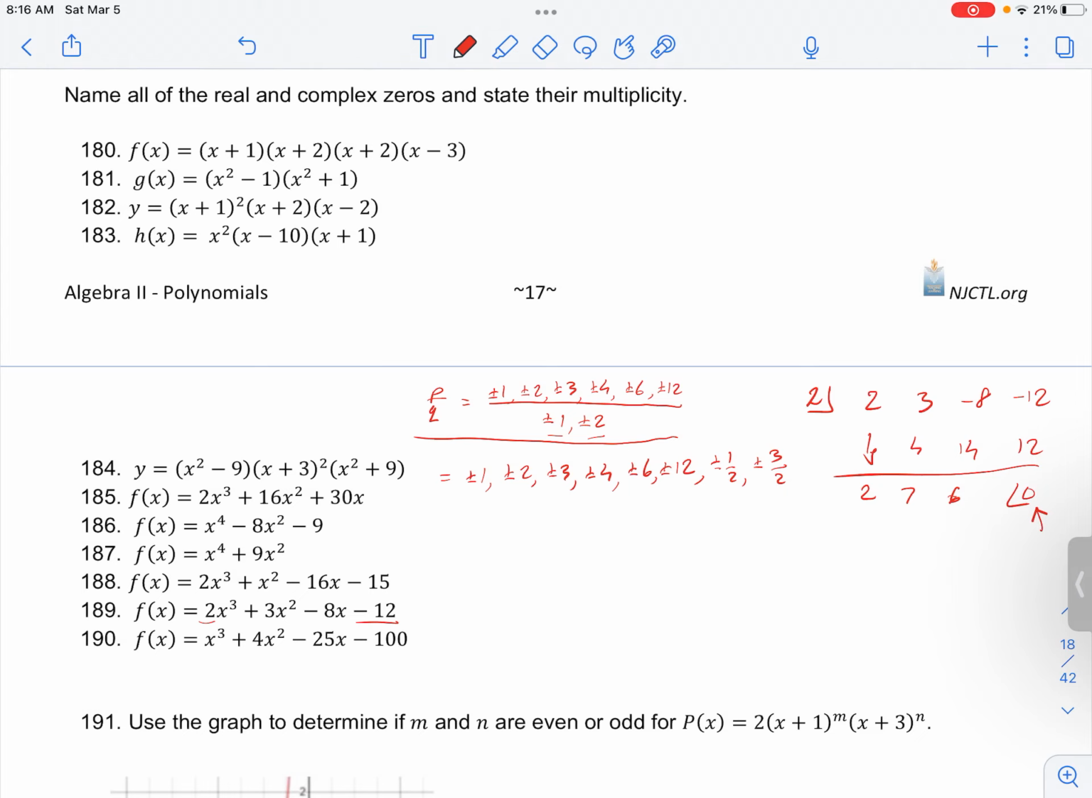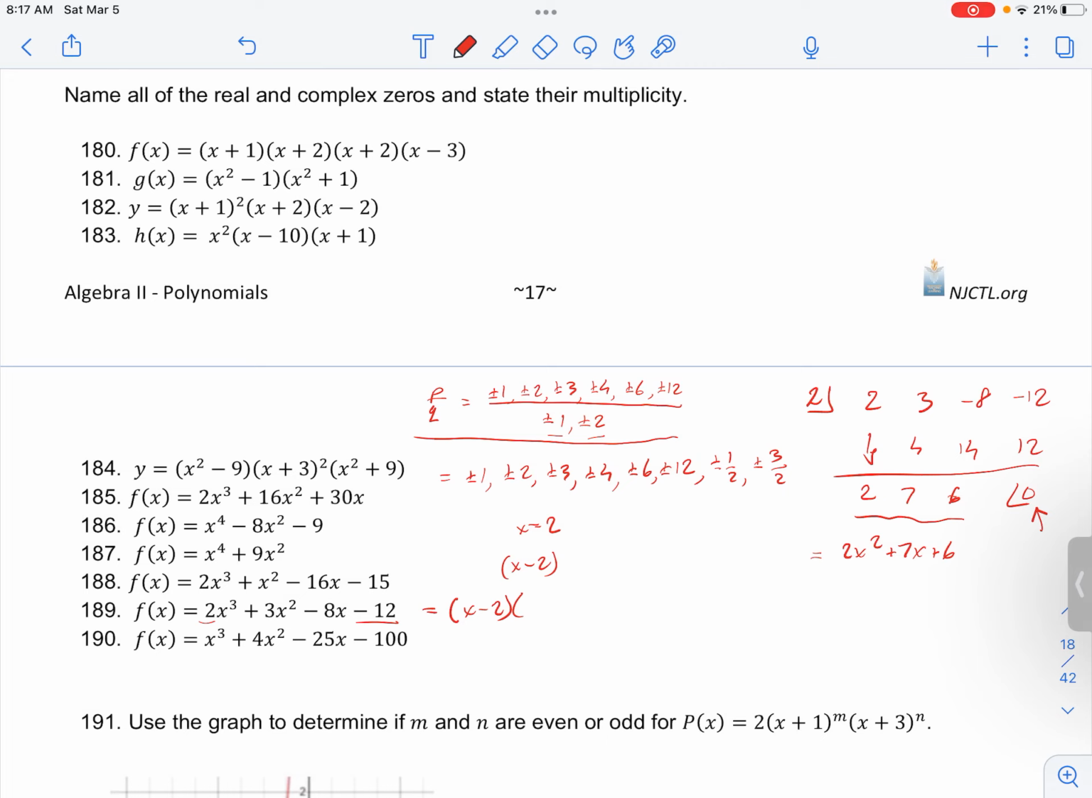So we know that x equals 2, meaning that x minus 2 is a factor of the original polynomial. So we can rewrite this as x minus 2, and we're left with this quadratic. So we have 2x squared plus 7x plus 6 as our leftover piece that we also want to factor.